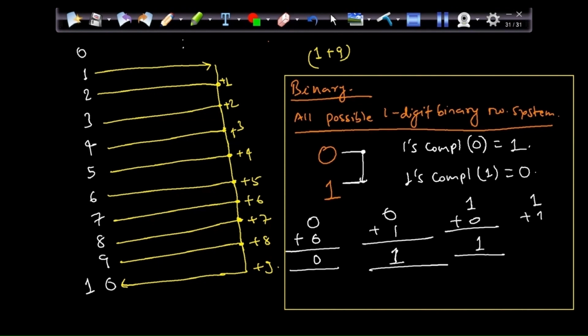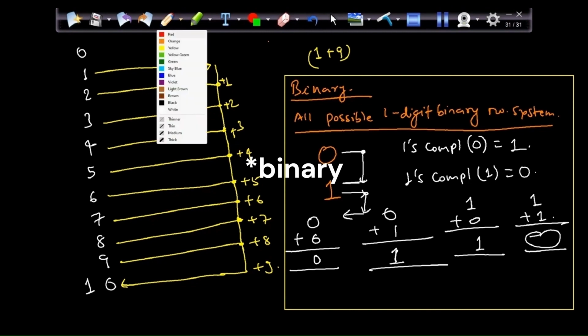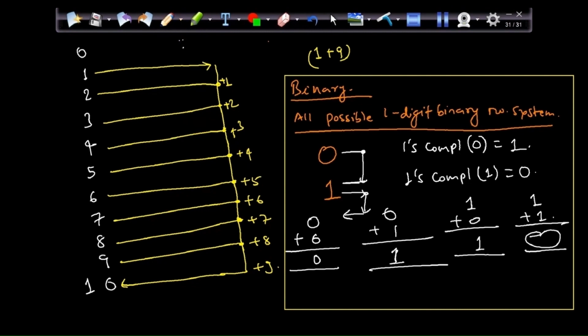But if you add 1 to 1, what it means is that you are going one step down. What will be here? It will be the successive number in the number system after 1, which is 1 0. So here it will be 1 0. So the number of digits have increased. And as you can see, this 1 is greater than 0, and 0 is 1's complement of 1.